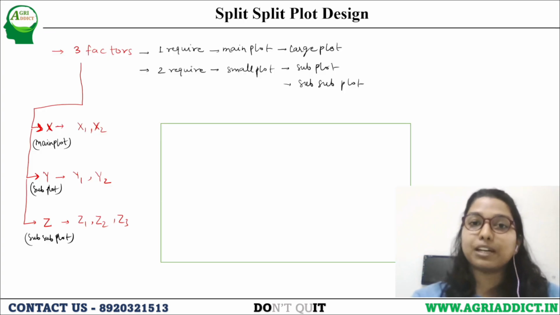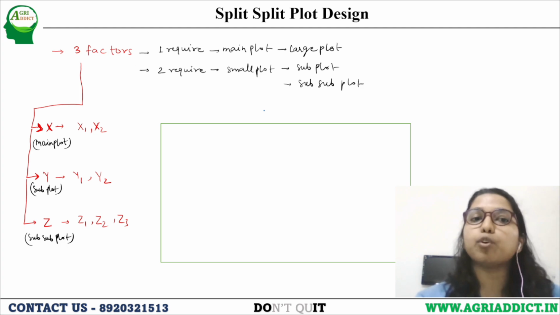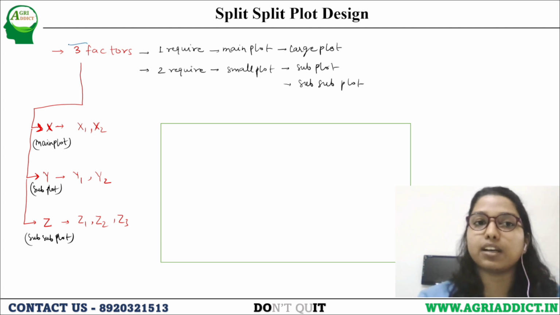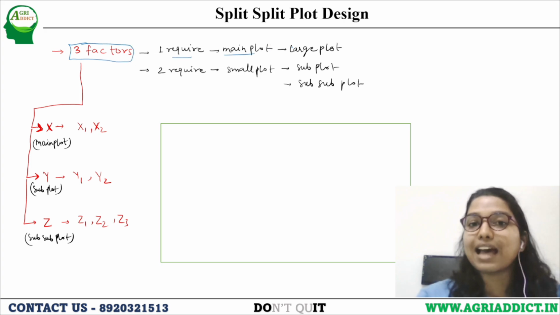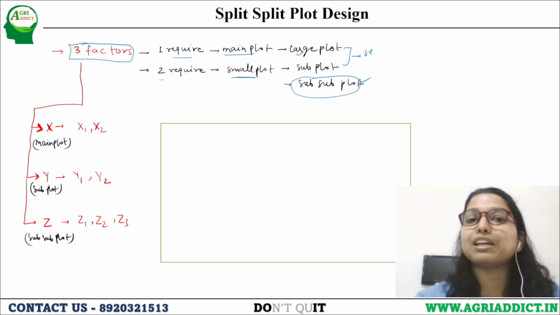So this is split split plot design. It is similar to split plot design, but here we are including one more factor. Here 3 factors will be there, in which one will require a main plot, that is a large plot, and 2 will require small plots. If we include two factors, it becomes split plot. But here we are including one more plot in that subplot, so it becomes split split plot design. How the layout will be, I will explain.